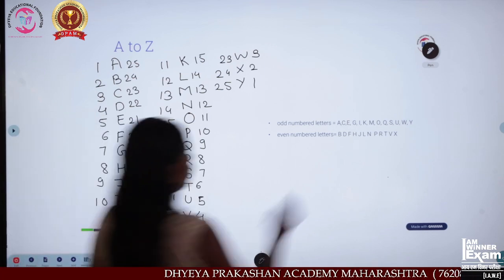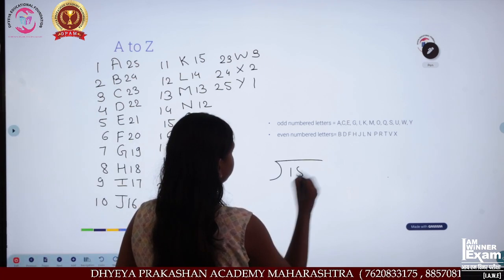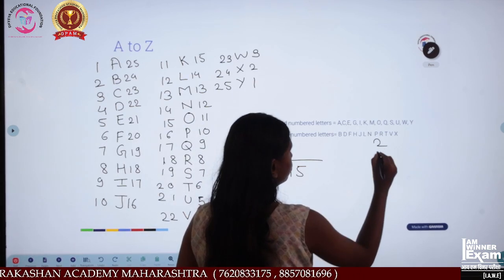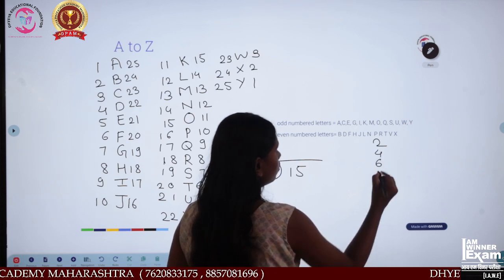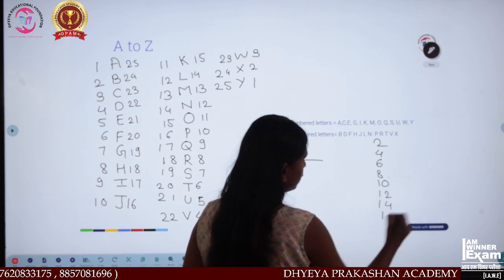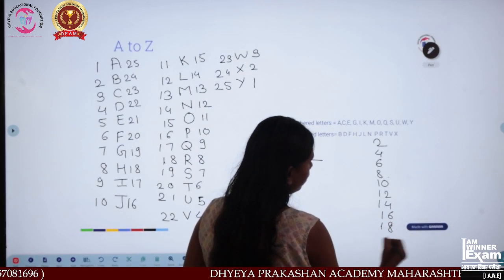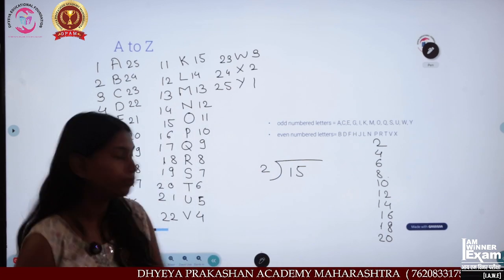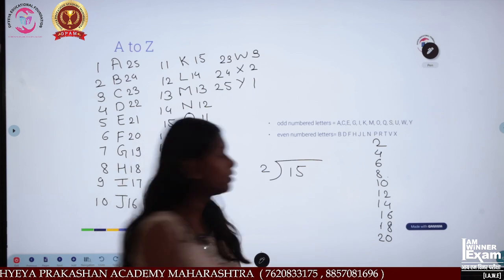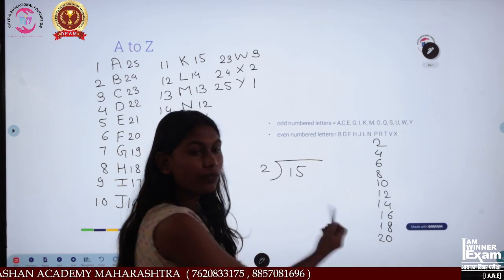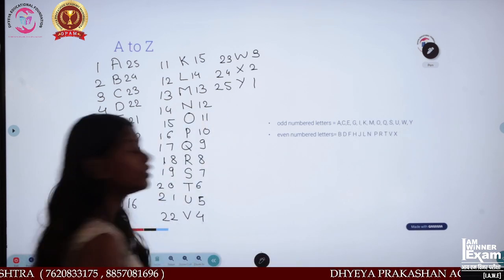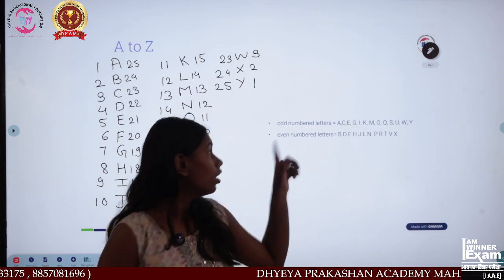Now let's take an example of an odd number, that is 15. Okay. So again, 2 1s are 2, 2 2s are 4, 2 3s are 6, 2 4s are 8, 2 5s are 10, 2 6s are 12, 2 7s are 14, 2 8s are 16, 2 9s are 18, and 2 10s are 20. Now in the table of 2 there is no number 15. So 15 is not divisible by 2. So as 15 is not divisible by 2, it is an odd number.